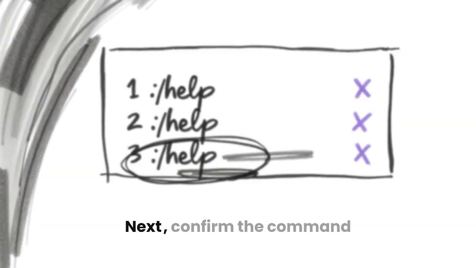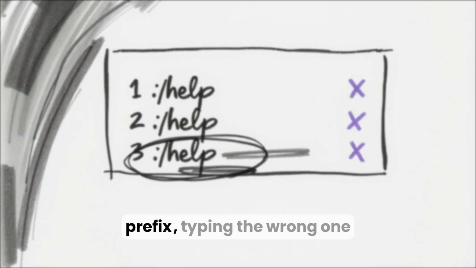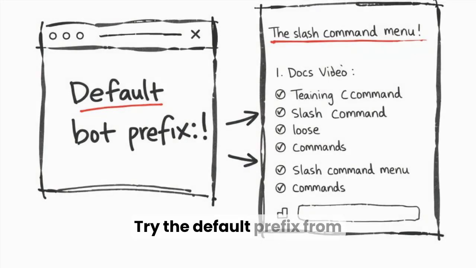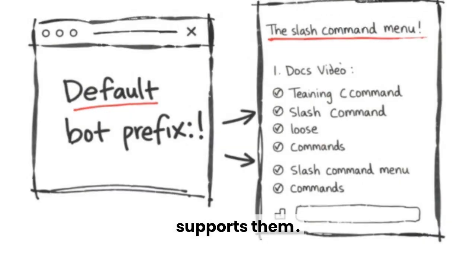Next, confirm the command prefix. If your bot uses a custom prefix, typing the wrong one will make it look like commands are broken. Try the default prefix from the bot's documentation, or use /commands if your bot supports them.